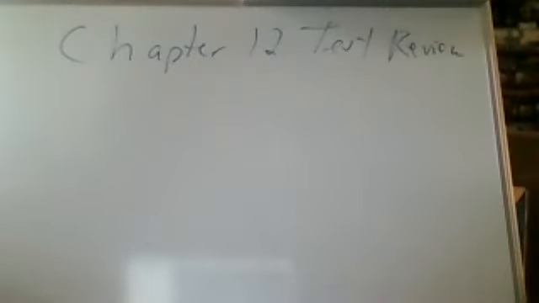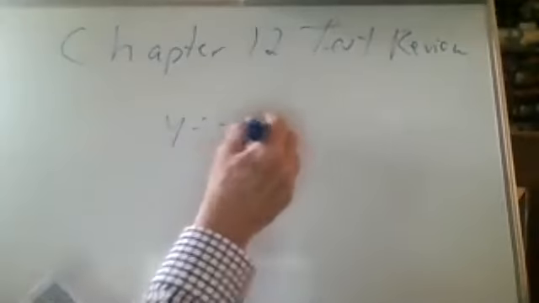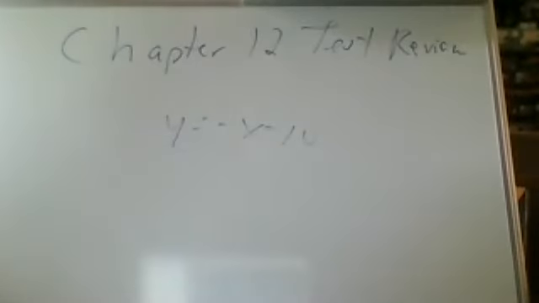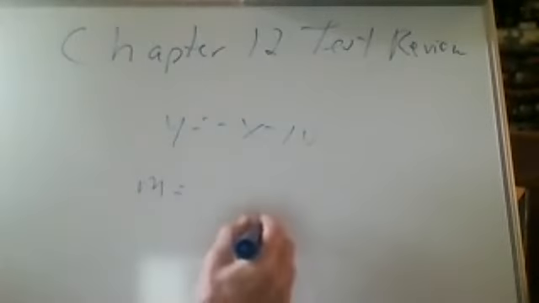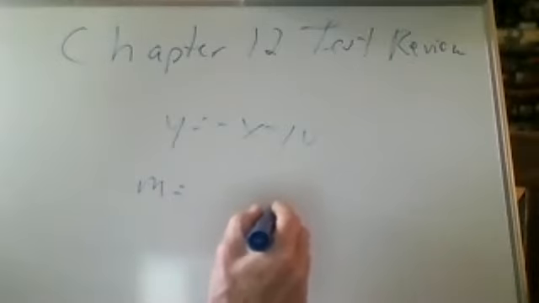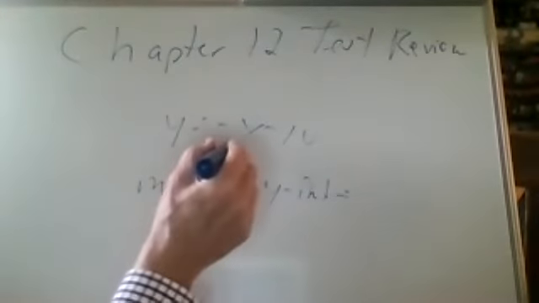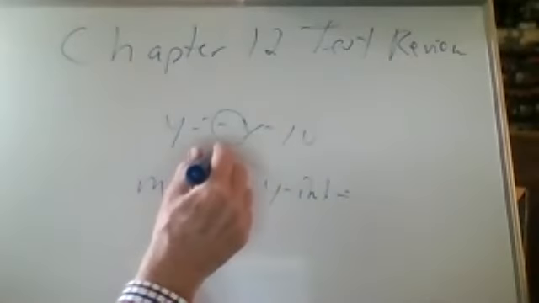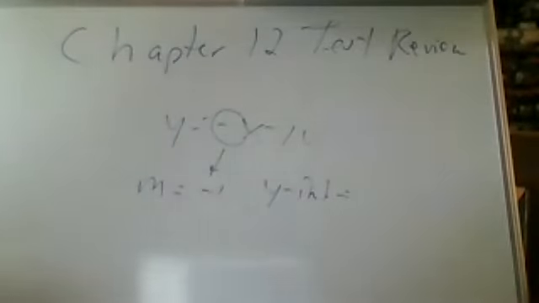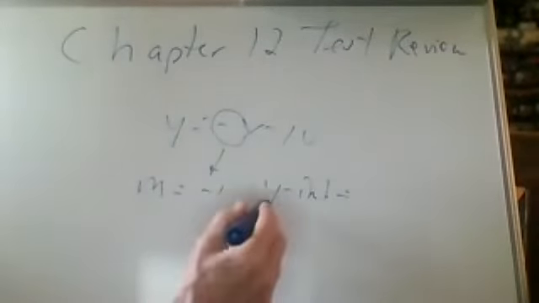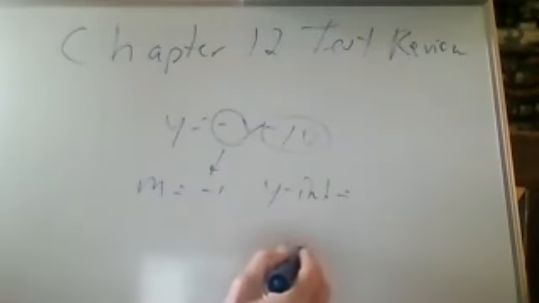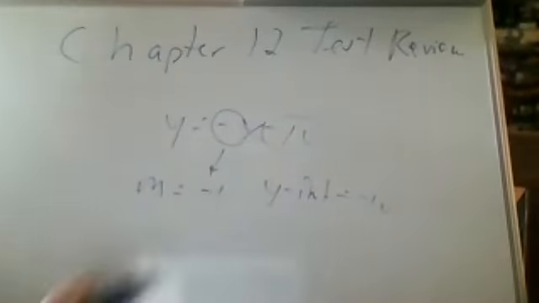Next question says, which of the following applies to the graph y equals -x minus 10? Each of your 4 choices has m equals something and y-intercept equals something. m is whatever's in front of the x, which in this case is -1. The y-intercept is whatever comes after the x, which in this case is -10. So you just find that answer. Pretty simple.